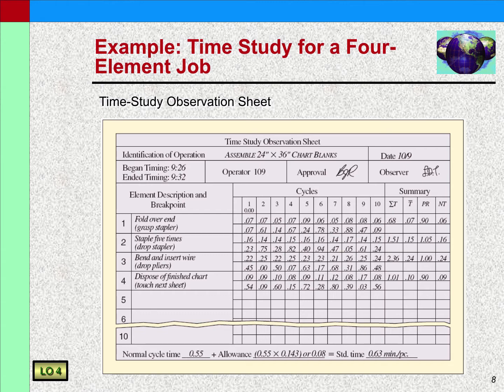Adding up the normal times for the 4 elements gives a total normal time for the task of 0.55 minutes, see at the bottom. Combined with an allowance of 14.3%, which is a company standard, it then gives a standard time of 0.63 minutes for the task. In this case, the task of assembling one chart blank.